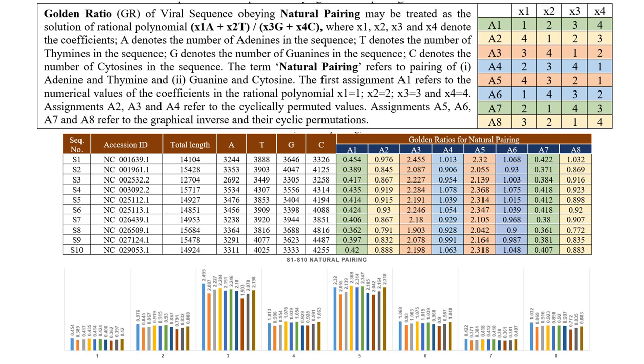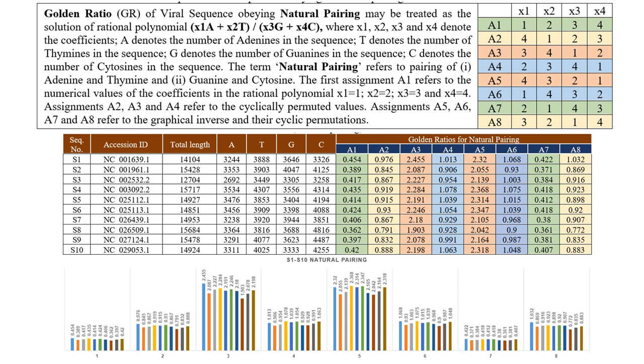Three more assignments are made as A2, A3 and A4, which are cyclically permuted versions of A1. Similarly, one can have A5, the graphically inverted version of A1, and its cyclically permuted versions A6, A7 and A8. JCP golden ratios are calculated for all assignments and the results are shown in the graph. In this slide, we see golden ratio values for the first 10 genomes.